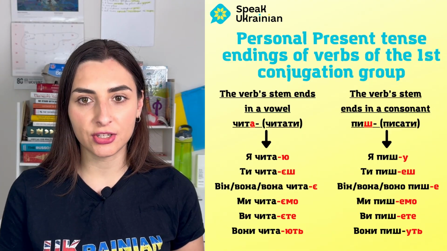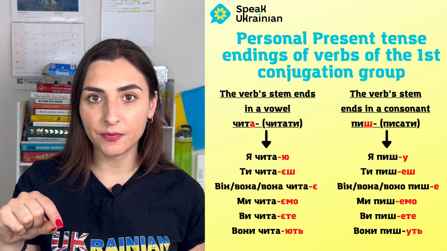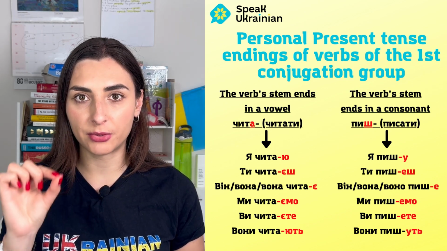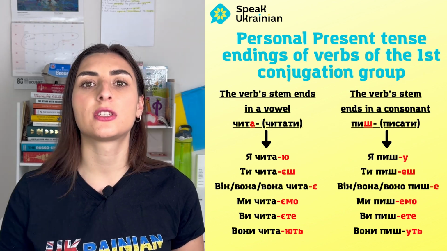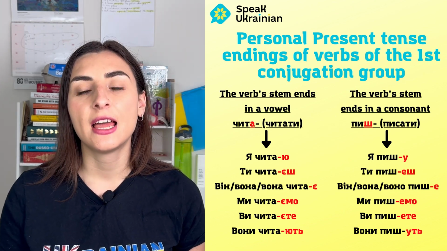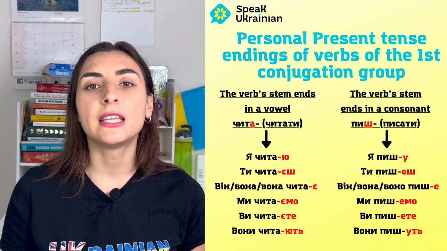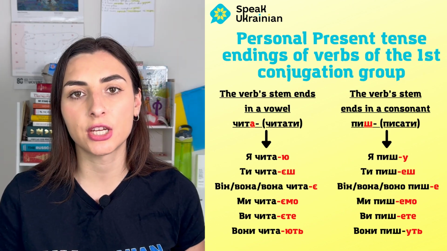So, what do you think? Is it the first or the second conjugation? That's right, this is the first conjugation. We can see the ending ють in the third person plural, вони грають, and it shows us immediately that this is the first conjugation group. Or, for example, the personal endings єш, є, ємо, єте, and ють. Так, we can distinguish that this is the first conjugation group.